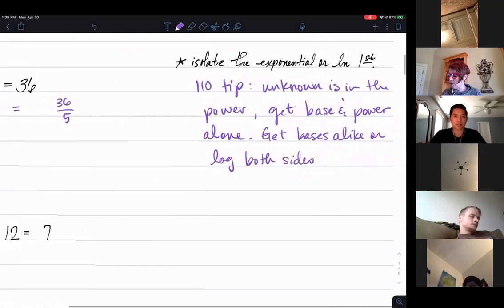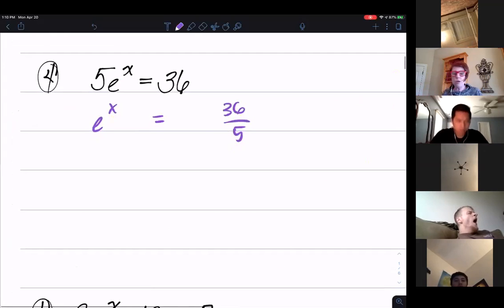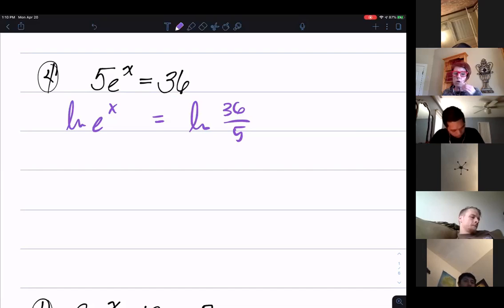And notice that the tip that I gave you said get the base and power alone. I did that. But then it says at that point, you're either going to make your bases alike or you're going to log both sides. Well, when I look at this, there's no way in the world I can make my bases alike. An e base can never be made into 36/5. So the only option I have is to log both sides. And since it's the natural log that undoes e's, I'm going to natural log both sides. And as long as you do the same thing on both sides, it's totally legal.